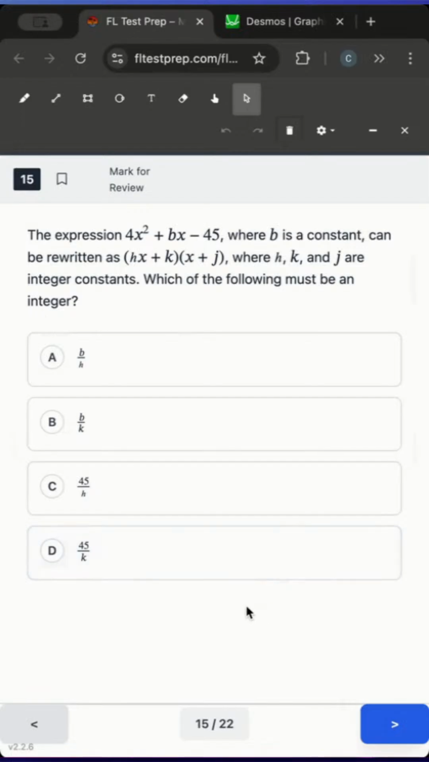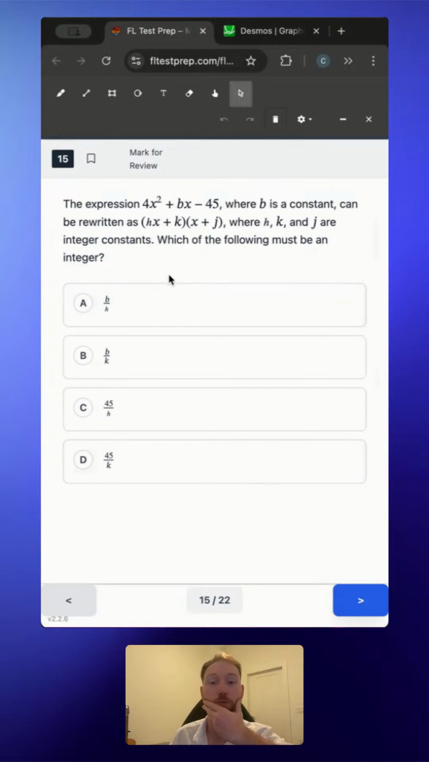Can you solve this tough quadratic SAT problem? The expression 4x squared plus bx minus 45, where b is a constant, can be rewritten as (hx plus k) times (x plus j), where h, k, and j are all integer constants. So integer just means whole number. You need to know what an integer means. Whole number.